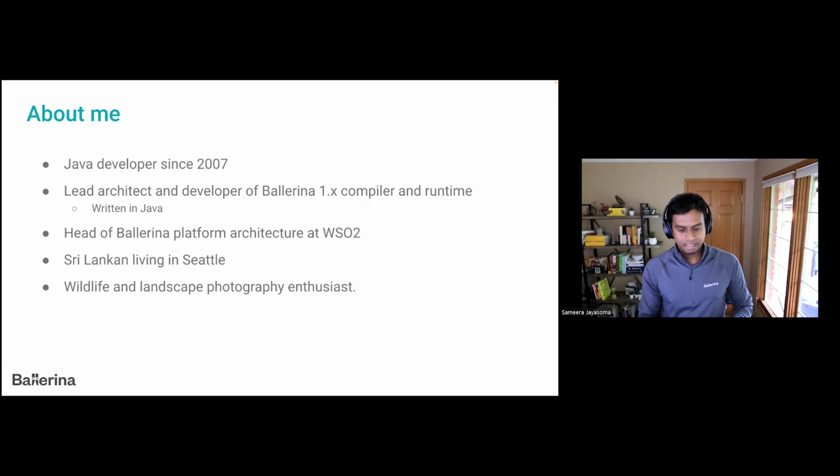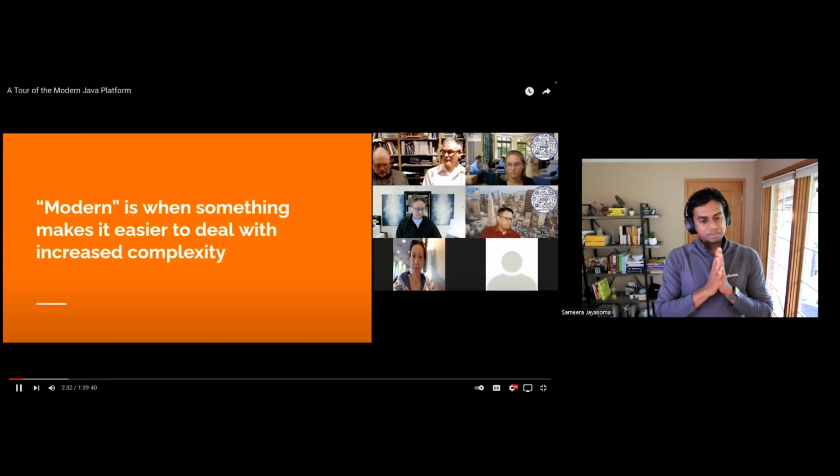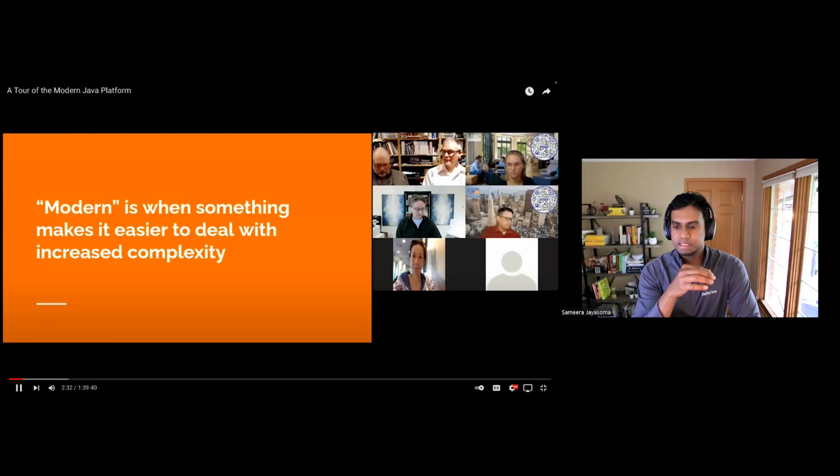All right, let's get started. So I've been listening to this talk, I think a tour of modern Java platform, which happened in November last year in this group. And this slide caught my eye, and it explains what we mean by modern in this context, right? It's a way to deal with the increased complexity, how languages and frameworks and software evolve themselves to make it easier for developers to deal with the increased complexity.